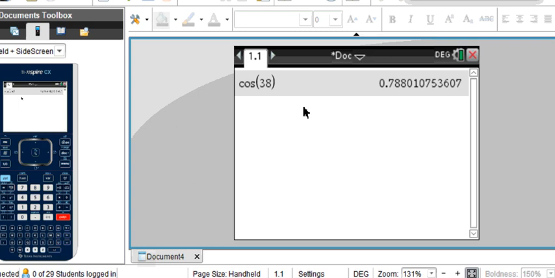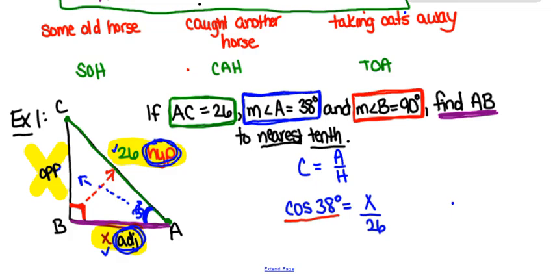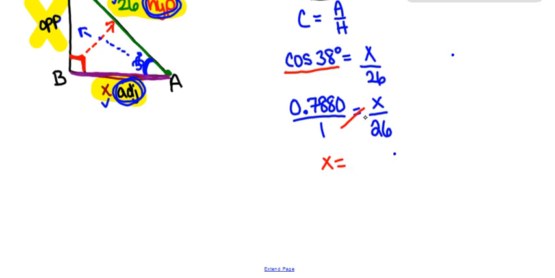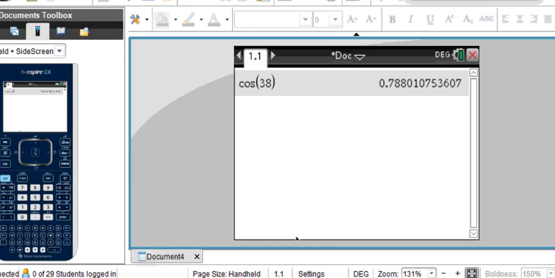So on my paper, in place of cosine of 38 degrees, I'm going to type in 0.7880. And I will always use 4 decimal places. Always. So this is 0.7880, and I'll always take the first 4 out of the calculator, equals x over 26. I'm going to put this over 1 so that I can cross multiply now. So 1 times x is x. 0.7880 times 26, I'm going to go to my calculator to do.